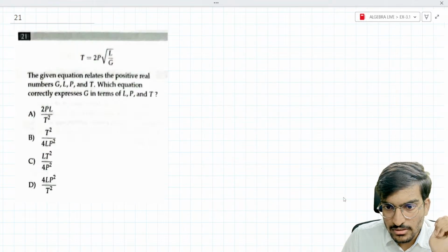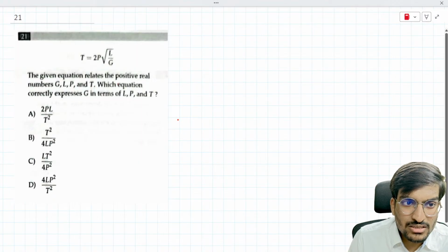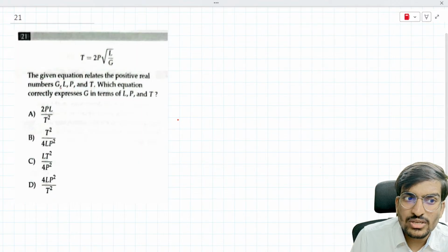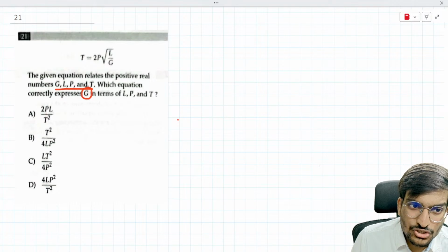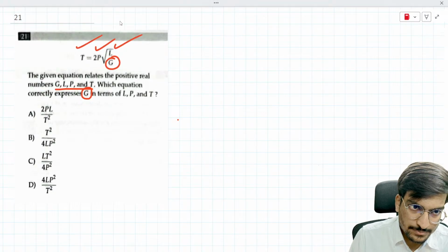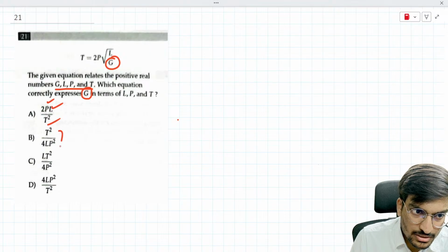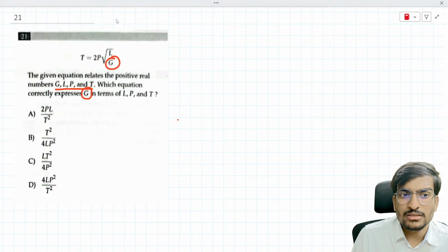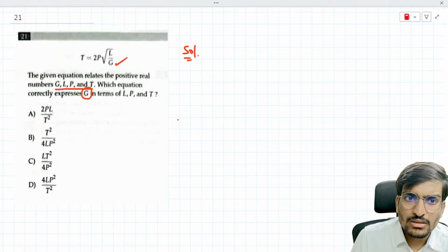So here the given equation represents the positive real numbers G, L, P, T. Which equation correctly expresses G in terms of L, P, T? We need to get the value of G in terms of L, P, T. All of them are in terms of L, P, T. We just have to transpose things to get the value of G. Let's do it.